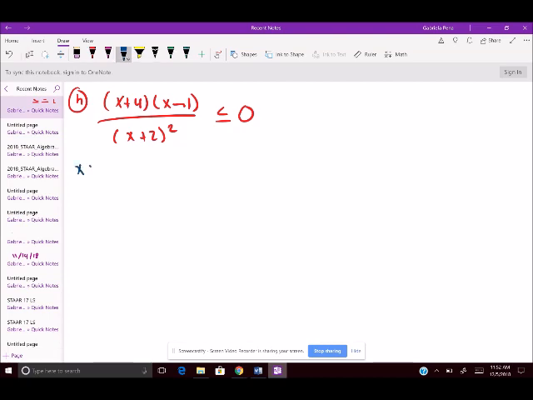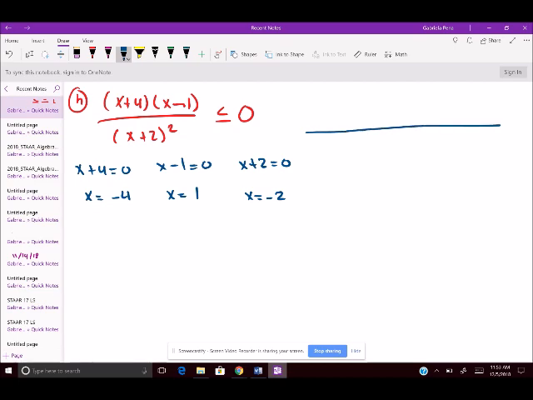So I have x plus 4 equals 0, x minus 1 equals 0, and x plus 2 equals 0. So x equals negative 4, x equals a positive 1, and x equals negative 2. We see the number line. Smallest number is negative 4. Then we have negative 2, and then we have a 1. So this could be bracket or parentheses.